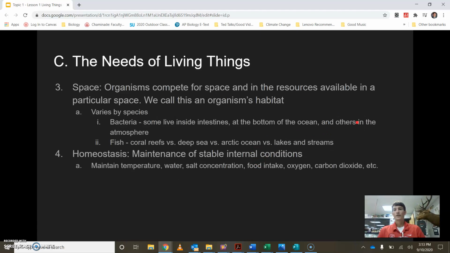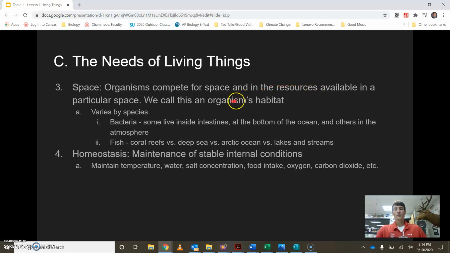The last two, you have space. All organisms need some place to live, all the way from a bacteria up to a blue whale. And when they do this, they have to compete for that space a lot of times. And they compete for the resources in those spaces, whether that resource is water, food, a mate, or other things.